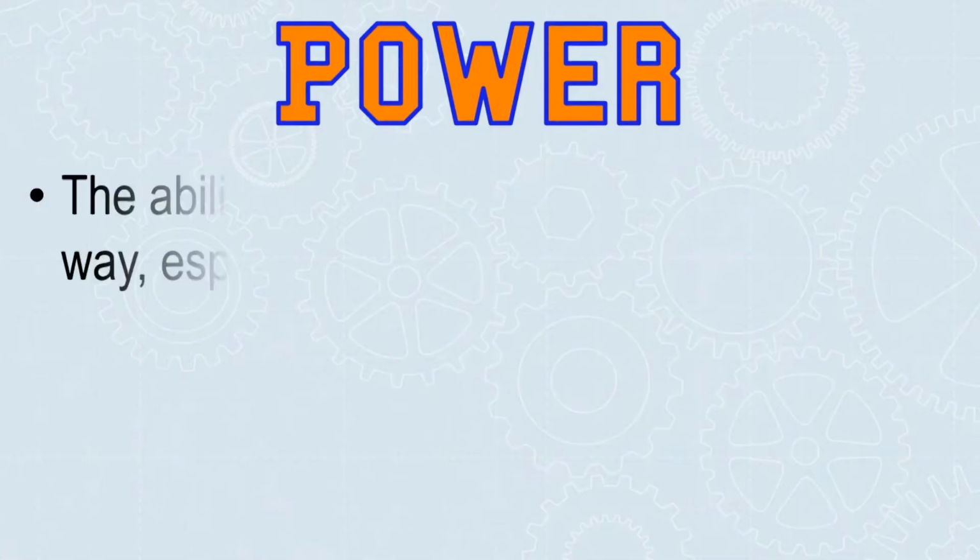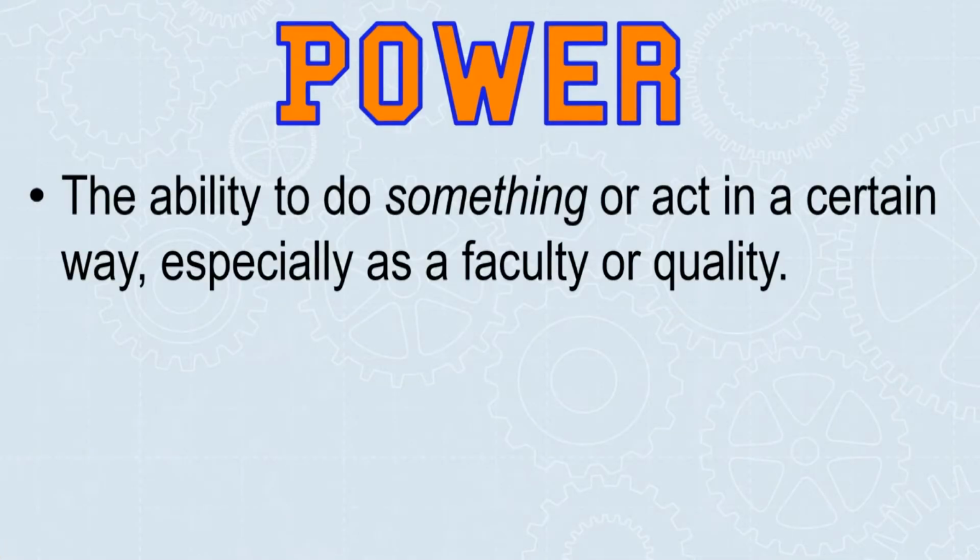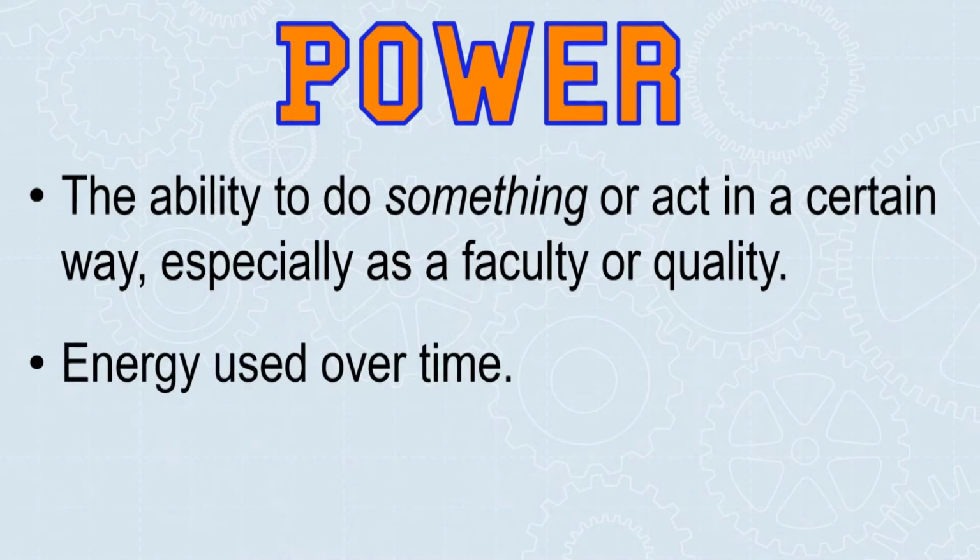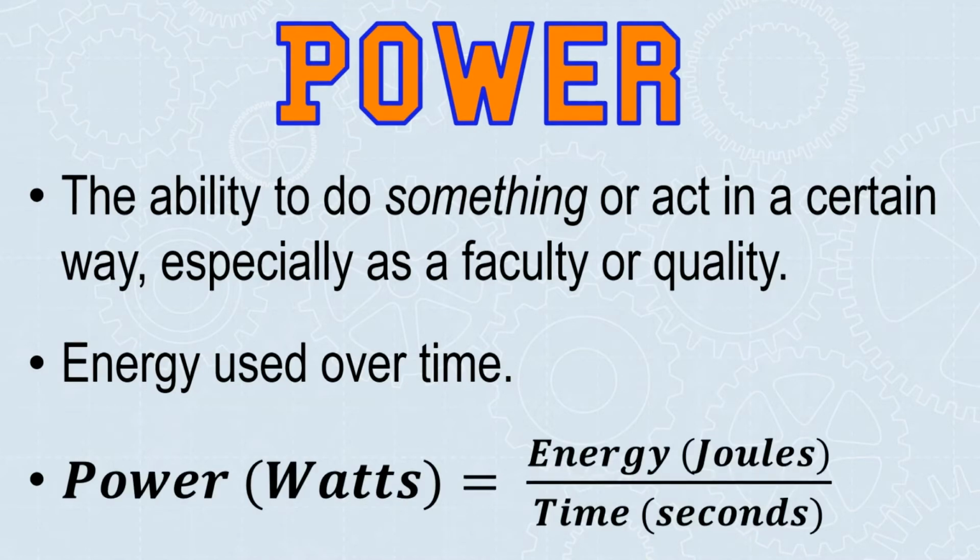By definition, power is the ability to do something or act in a certain way, especially as a faculty or quality. This undescribed something is the ability to lift something, stretch something, or move something. So in simpler terms, power is energy used over time. In fact, that simple definition describes the equation for power. Power, measured in watts, is equal to energy measured in joules divided by time in seconds.